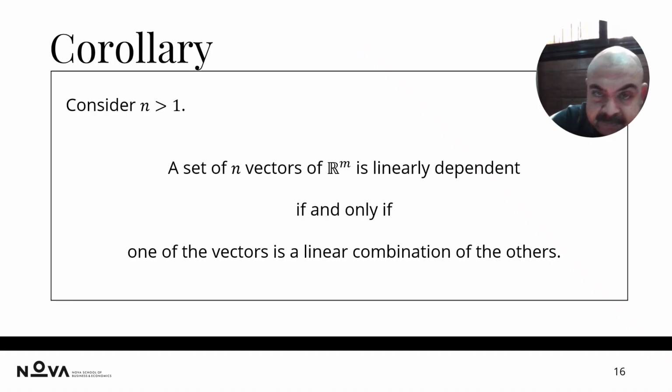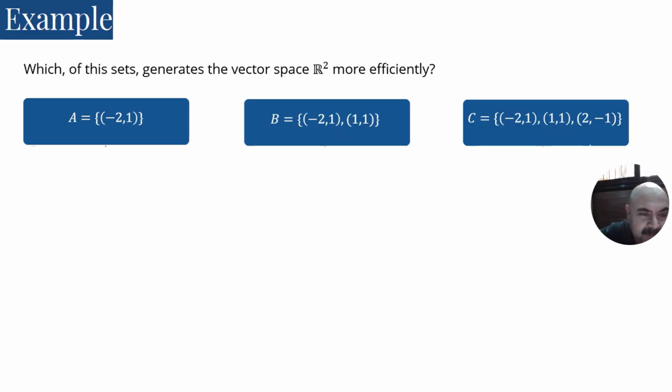Okay, very good. Now, if n is greater than 1, a set of n vectors of Rm is linearly dependent if and only if one of the vectors is a linear combination of the others. So in this case, they will be linearly dependent. Let's look at the coming example.